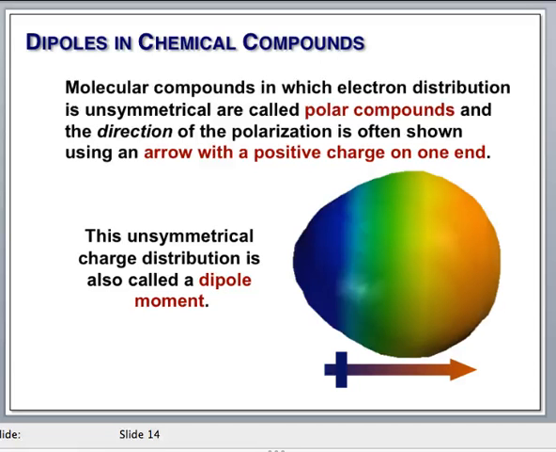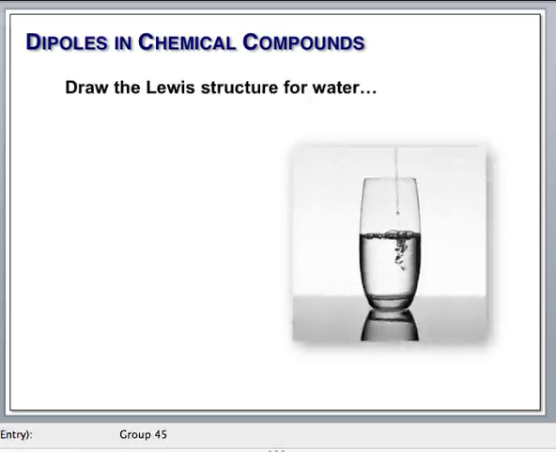All right, I'd like to expand this conversation now to water. Chapter 7, we're going to be dealing with aqueous solutions. And what we're going to see is that the dipole associated with water is what makes water such a unique and marvelous solvent. So let's start off with simply the Lewis structure for water. We haven't drawn Lewis structures for a while. Go ahead and draw it for me.